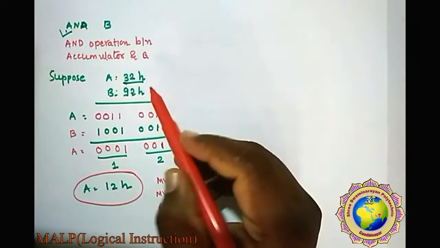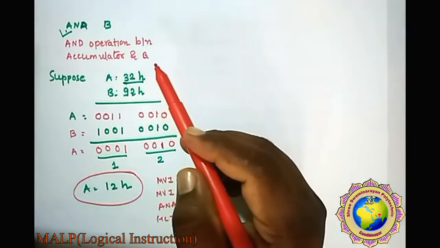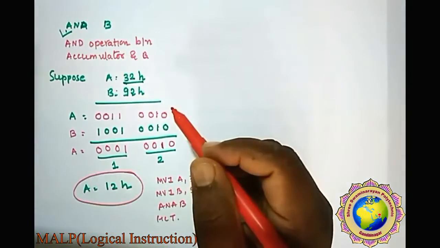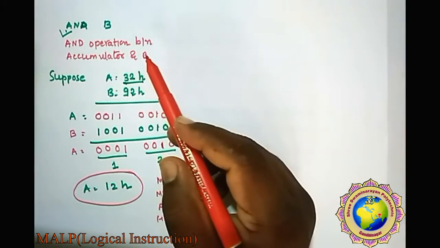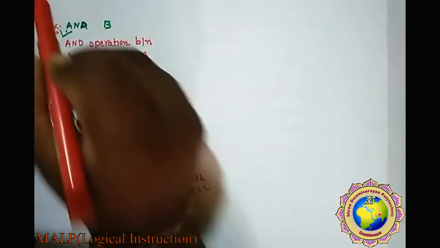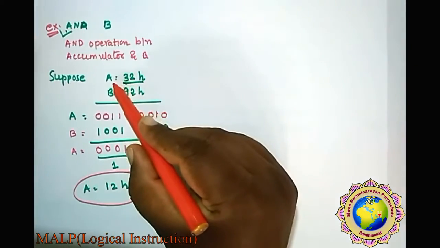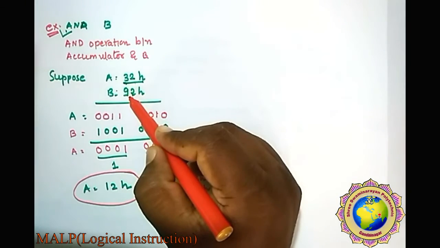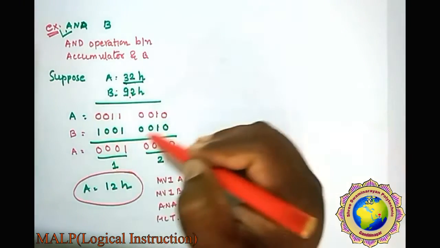Again, what does it perform? It performs the AND operation. What is AND operation? When all the inputs are 1, output is 1. So I have taken here instruction A and AB. This is the example. What is the value of A? I have taken 32H. What is the value of B? It is 92H. And this is the AND operation.